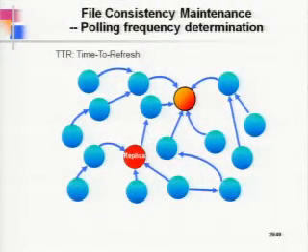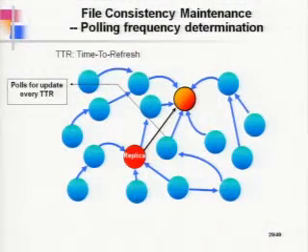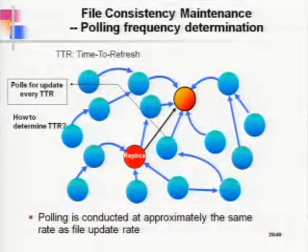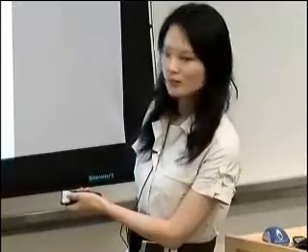The TTR is time to refresh. So the nodes will poll for updates every TTR. The question is how to determine TTR so that the polling is conducted at approximately the same rate as the file update rate. We don't want to specify a fixed rate, because if it's too fast, it's a waste of resources. If it's too slow, it cannot guarantee the files are up to date. So how to determine it? This is very interesting.